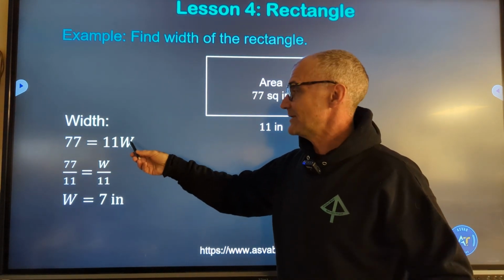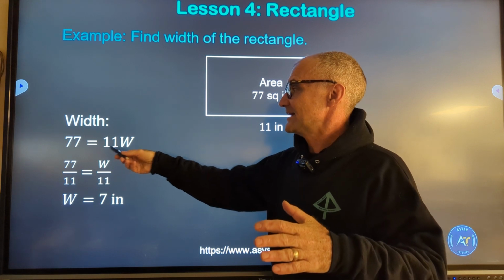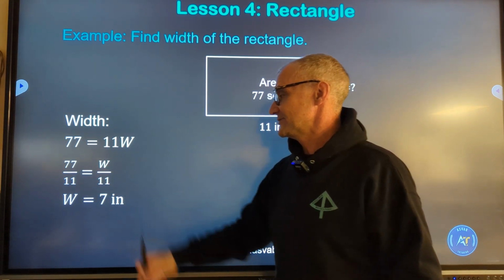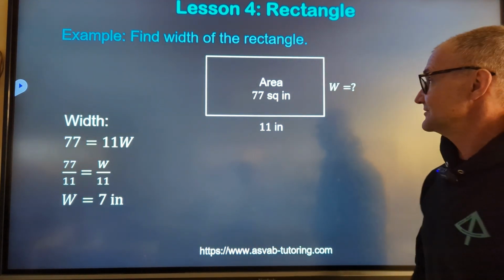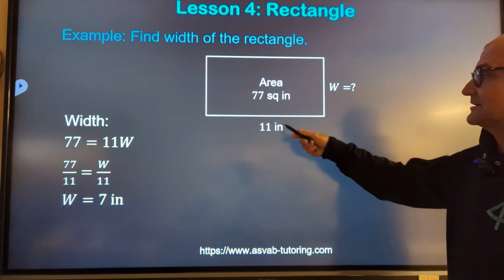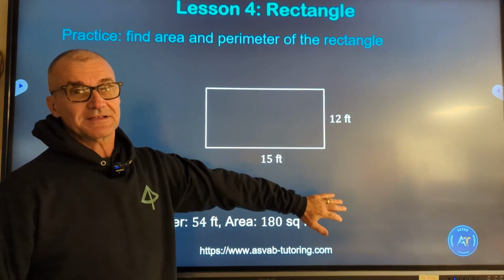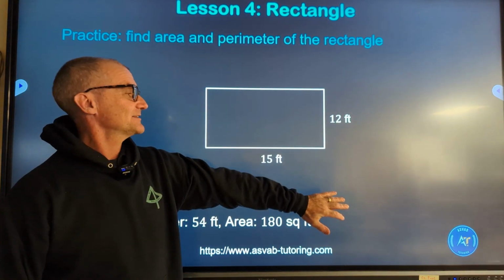I'm trying to get W by itself. So the way I do that, I divide both sides of the equation by 11. 77 divided by 11 will give me 7 inches. Don't forget your units, and that kind of makes sense as well. 11 times 7 gives me that 77 square inches. Okay, here's another problem. Pause the video and knock this one out.